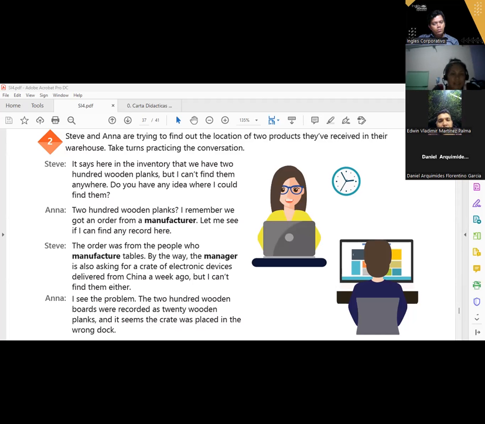It says here in the inventory that we have 200 wooden planks, but I can't find them anywhere. Do you have any idea where I could find them? 200 wooden planks? I remember we got an order from a manufacturer. Let me see if I can find any record here. The order was from the people who manufacture tables. By the way, the manager is also asking for a crate of electronic devices delivered from China a week ago, but I can't find them either. I see the problem. The 200 wooden boards were recorded as 20 wooden planks, and it seems the crate was placed in the wrong dock.